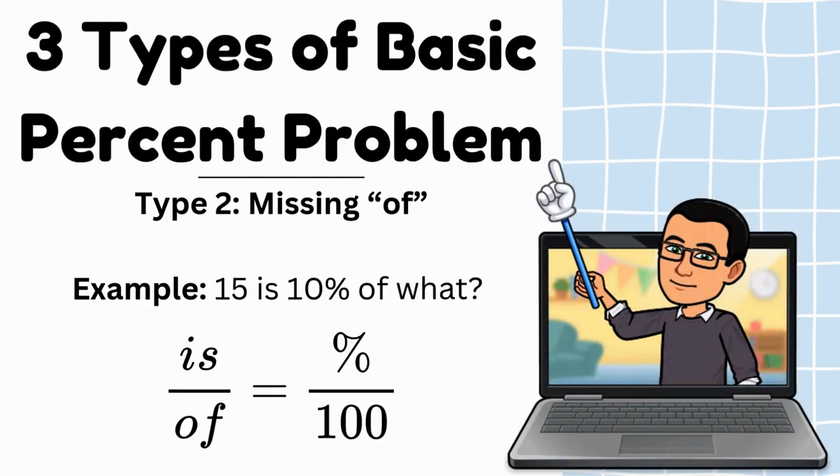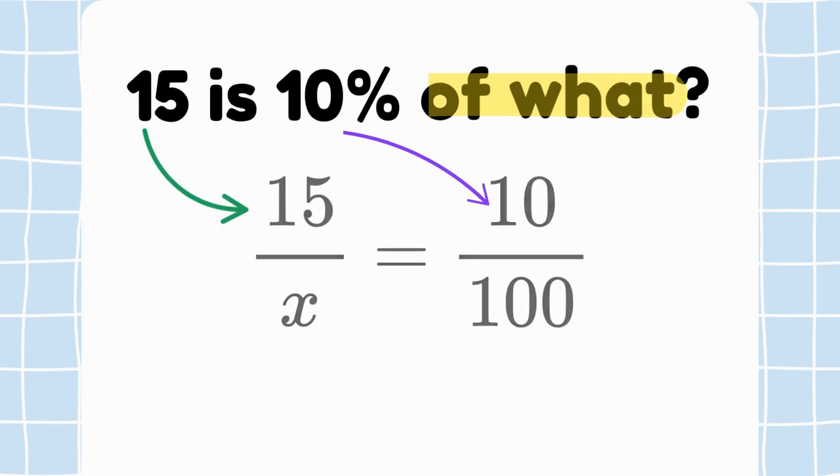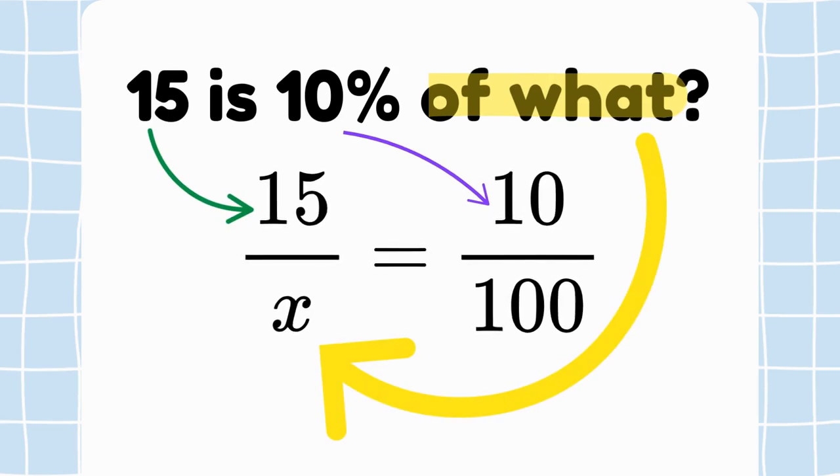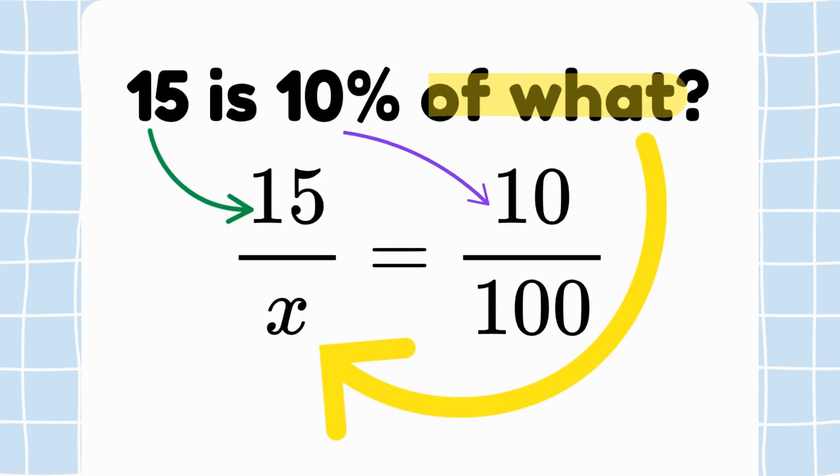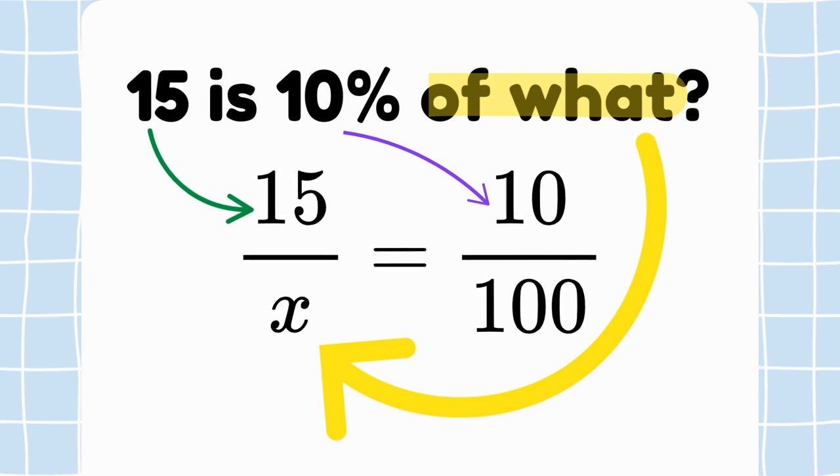The second type of basic percent problem is if the of is missing. Notice in this example, 15 is 10% of what? Well, now the of what is the unknown. That goes in the denominator. The is 15. That goes over the top. And the 10%, because it is the percent, goes over 100.